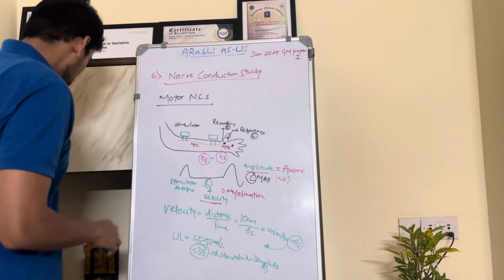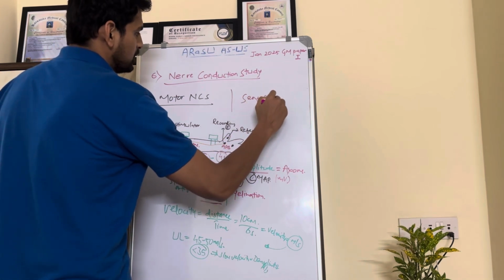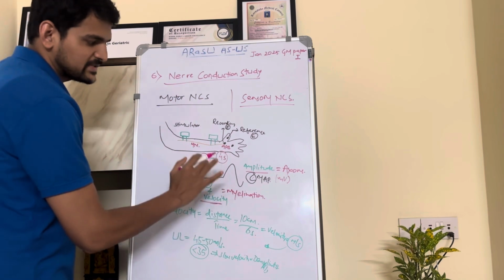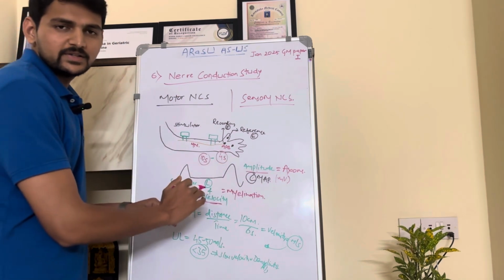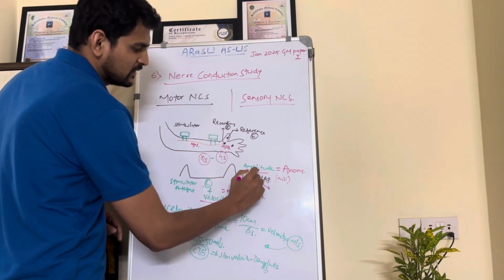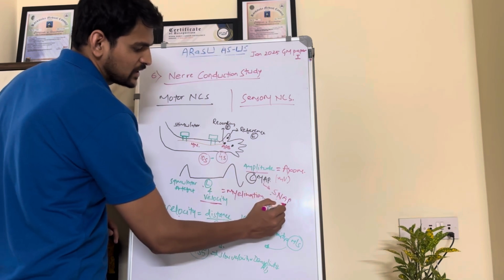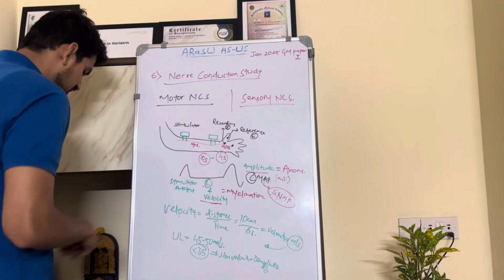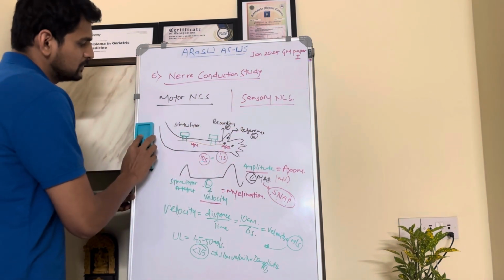Then coming to the sensory nerve conduction study, the parameters recorded will be the same: amplitude, velocity, and the latency. All these things will remain the same. Only the terminology will differ: in amplitude it is called as SNAP, sensory nerve action potential. We will see the procedure because it will differ a little bit. So I will just wipe it out.